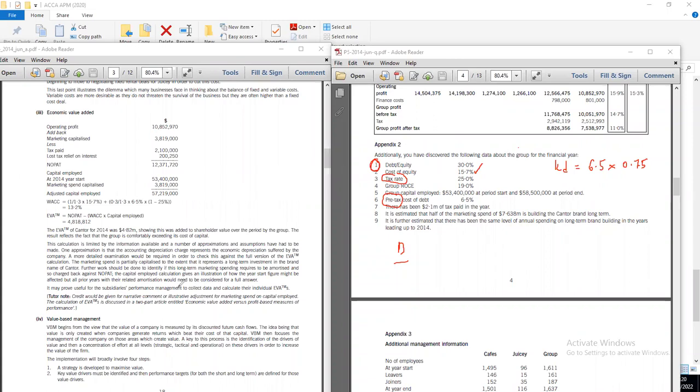So the difficult part is how do you deal with the capital structure? The question says debt to equity is 30 over 100. So debt is 30, equity is 100. That's the meaning of this.